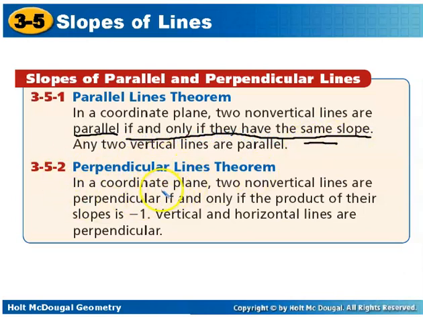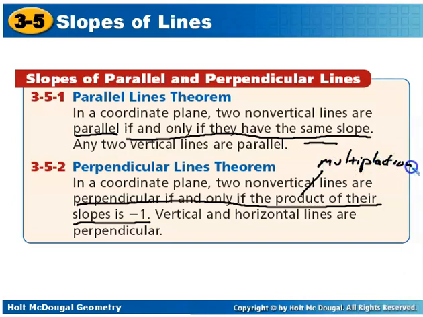Whereas with perpendicular lines, they are perpendicular if and only if the product of their slopes is -1. Product, multiplication, okay, multiplication answer we'll call it.